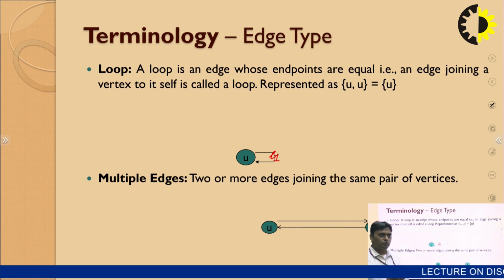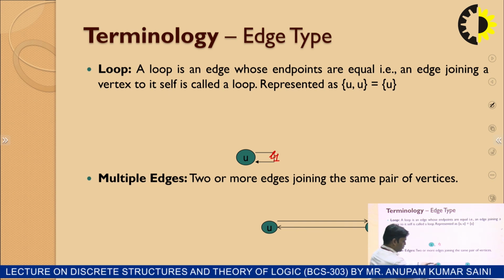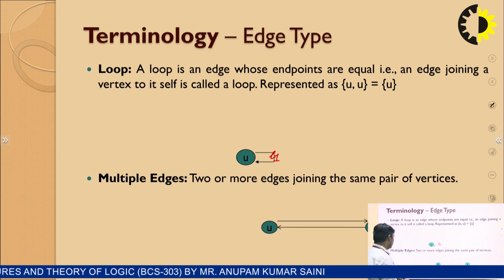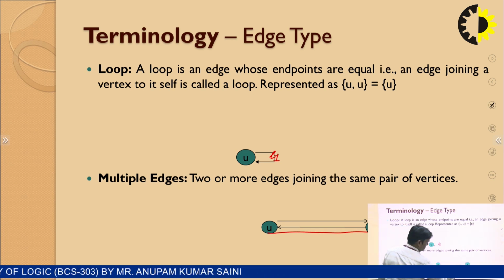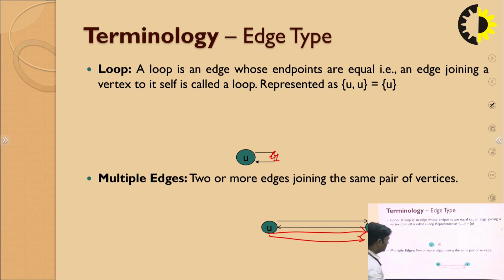Two vertices with more than two edges between them is multiple edges. If there is more than one edge between two vertices, then it is known as multiple edges. So, for example, this is U and B. There are 4 edges, and these are called multiple edges.